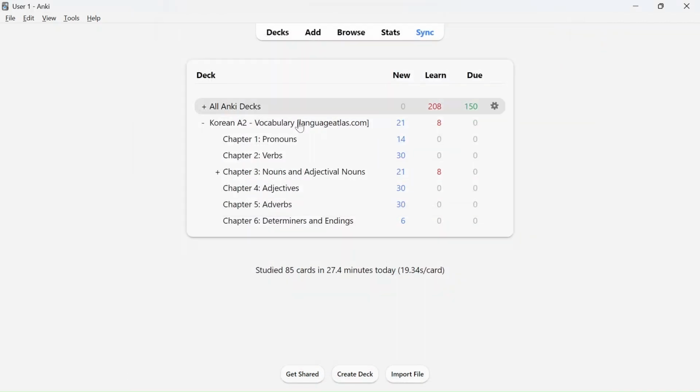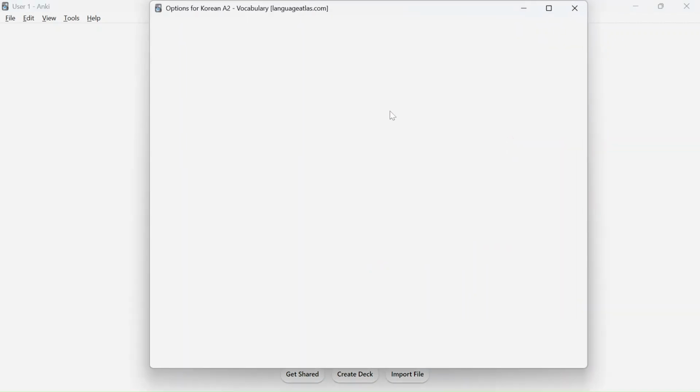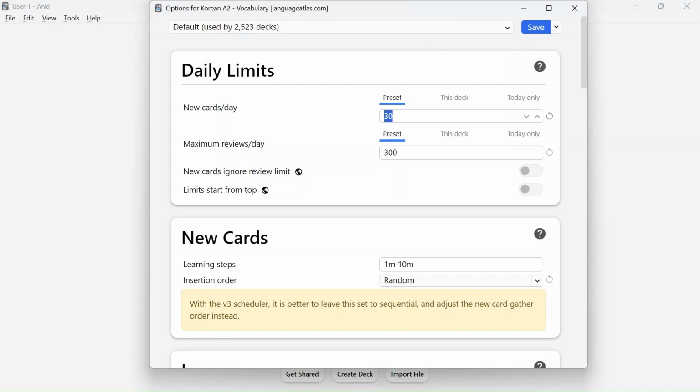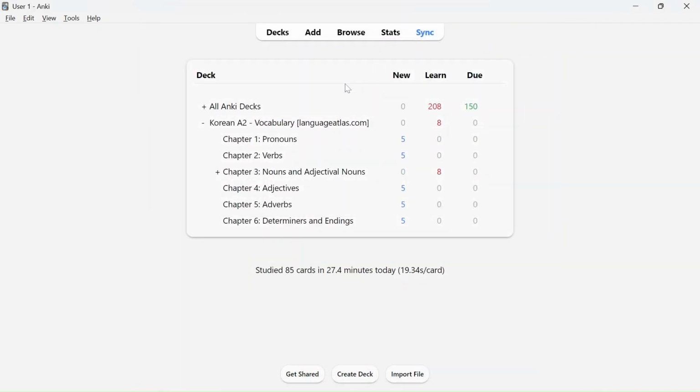So it could be that there are 10 reviews or 20 reviews, but there's a maximum at 300. If I click on Save, you can see that numbers have increased. I can decrease them as well by going to Options. And then let's say I do 5 and then I enter 50 over here. And if I click on Save, you can see the numbers have decreased.